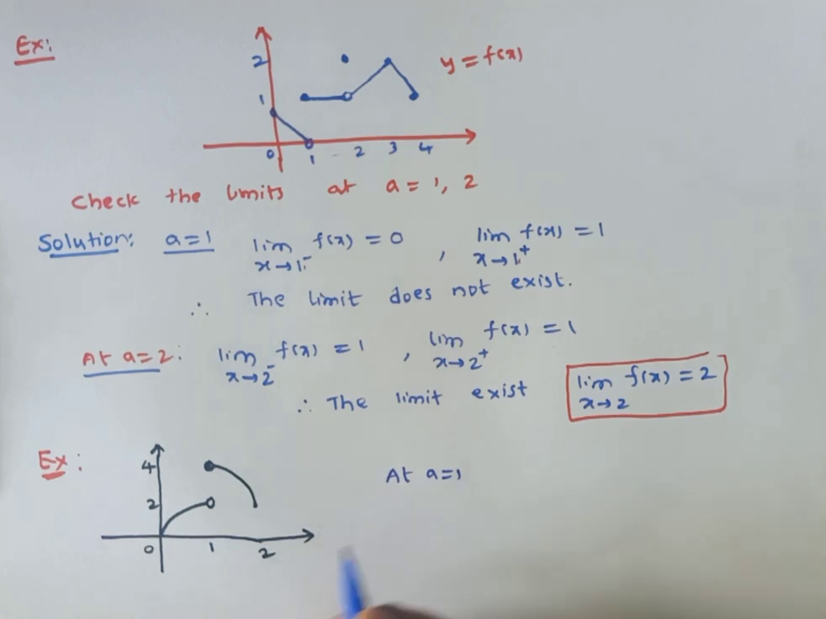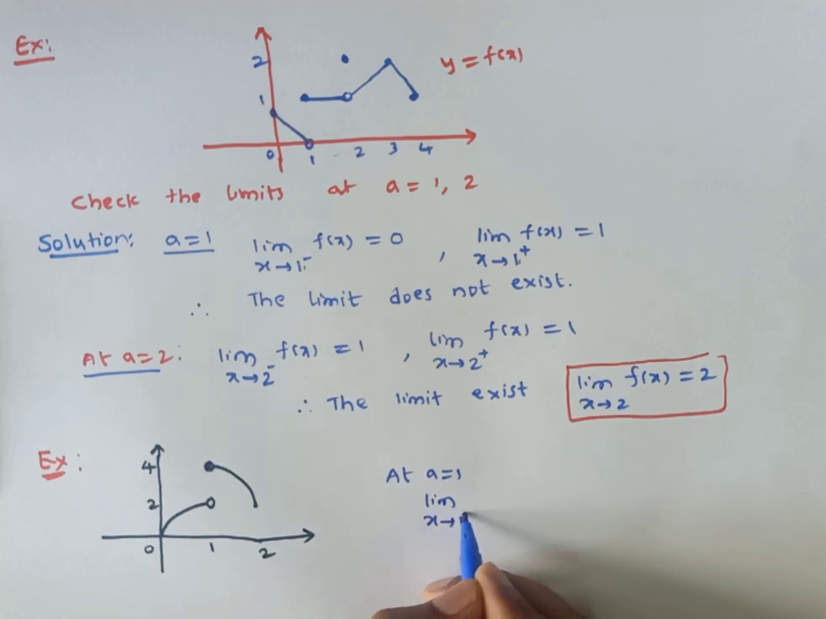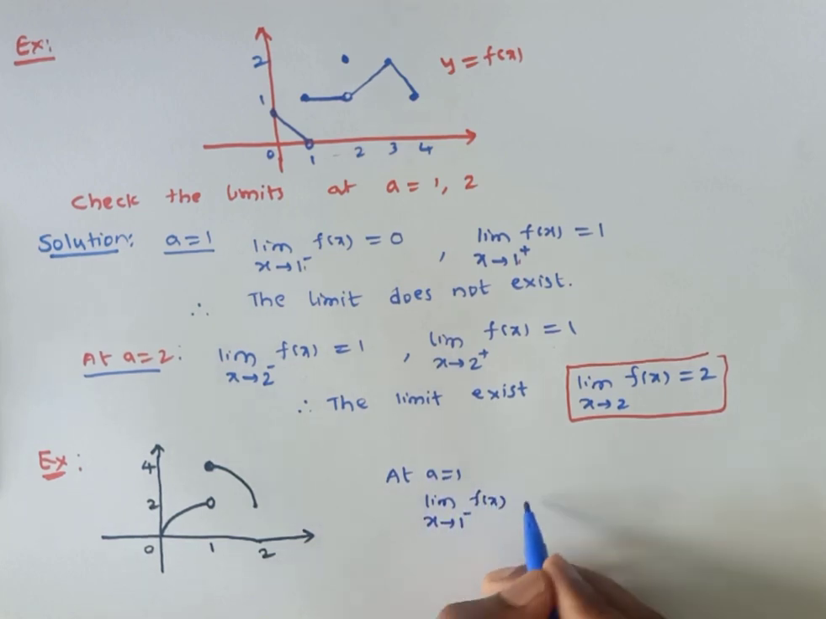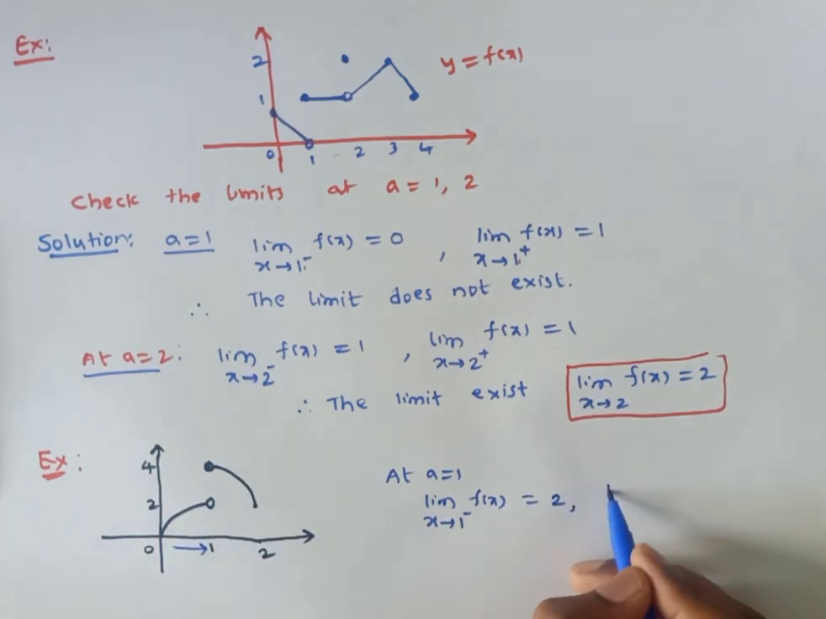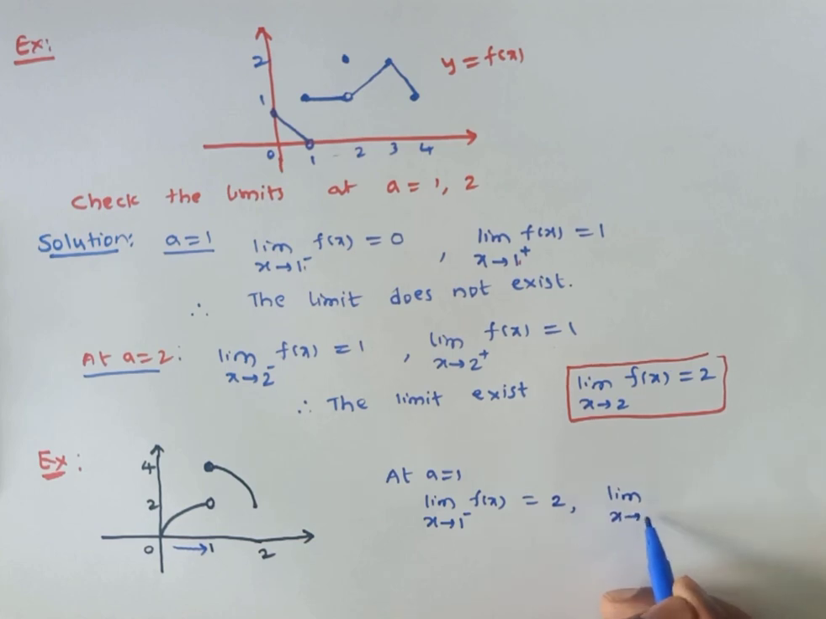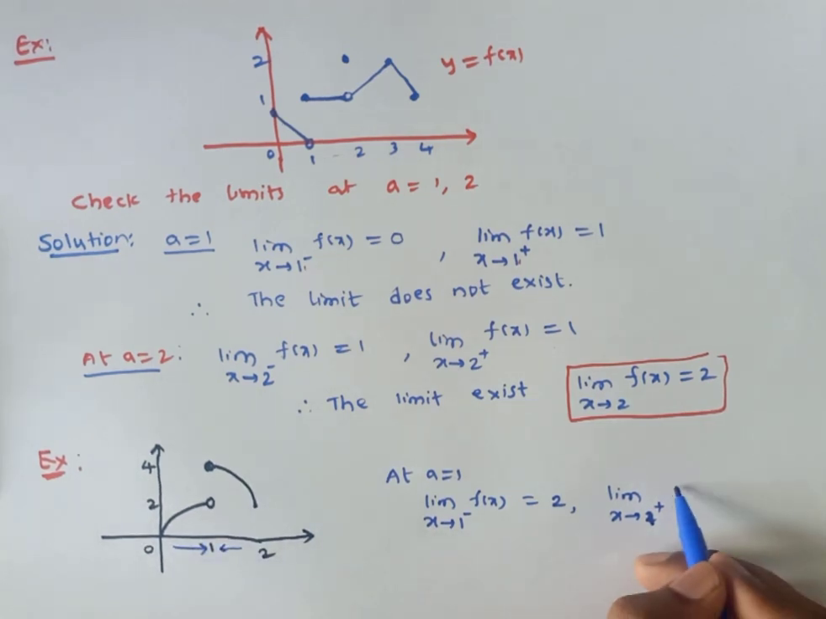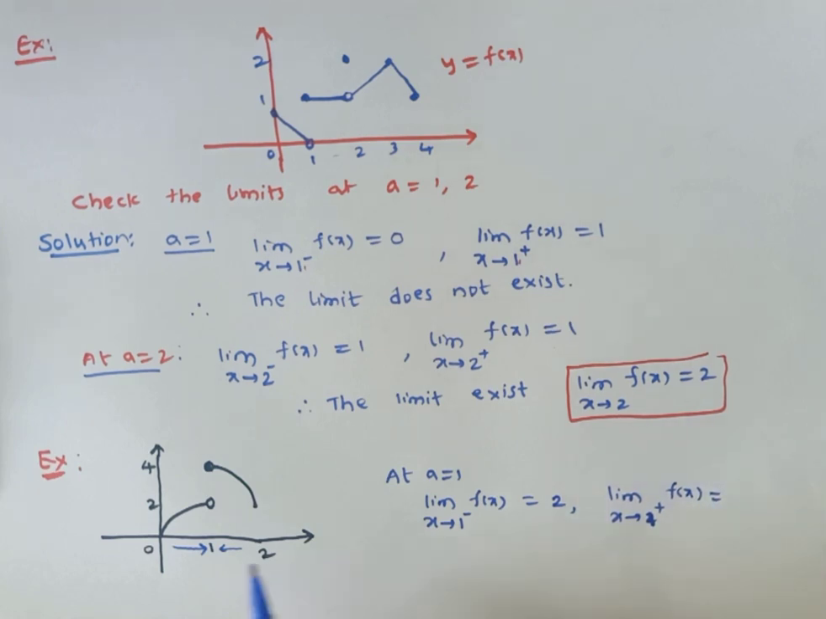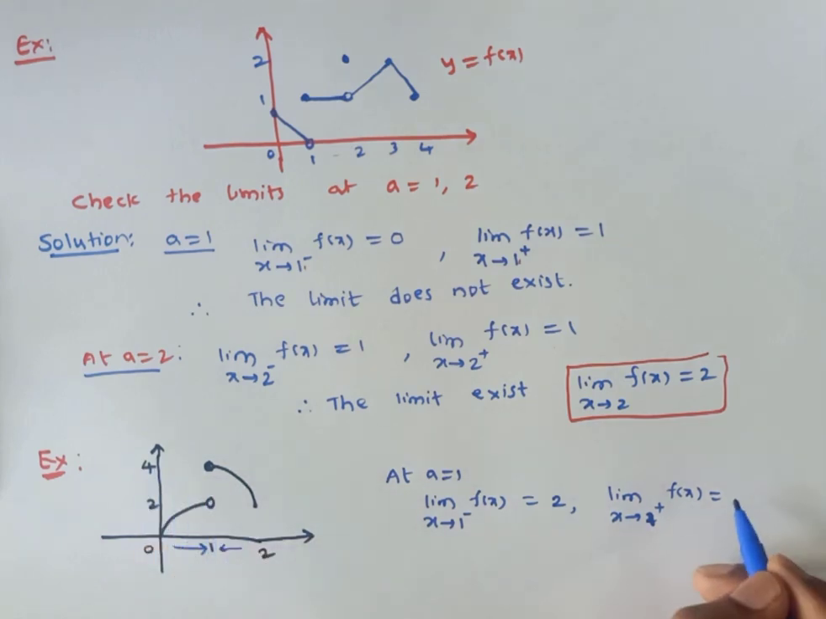Now to find the limit at x equals 1, we need to find the left hand limit and right hand limit. So limit x tends to 1 minus f of x. You can observe, as x approaches 1 from the left hand side, f of x approaches 2. Similarly limit x tends to 1 plus: as x approaches 1 from the right hand side, f of x approaches 4.